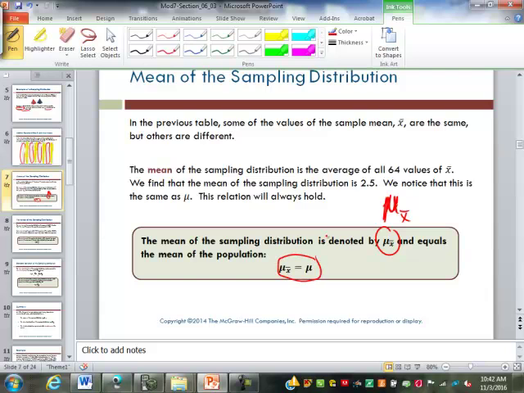And it should be equal, well, if we took all of the possible samples, it will be equal to the population mean for the individual values. Remember, this is for individual values. So if we take all the individual values in the population and find their mean, it'll be equal to the mean of all those sample means that we found.